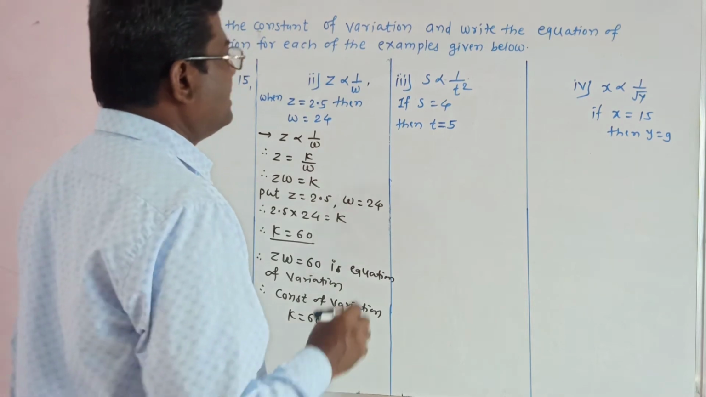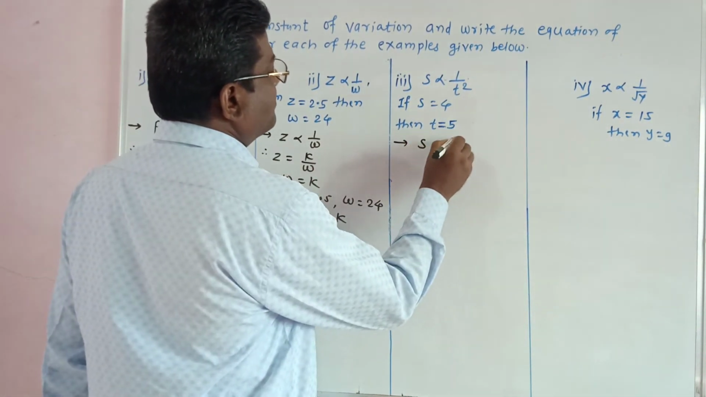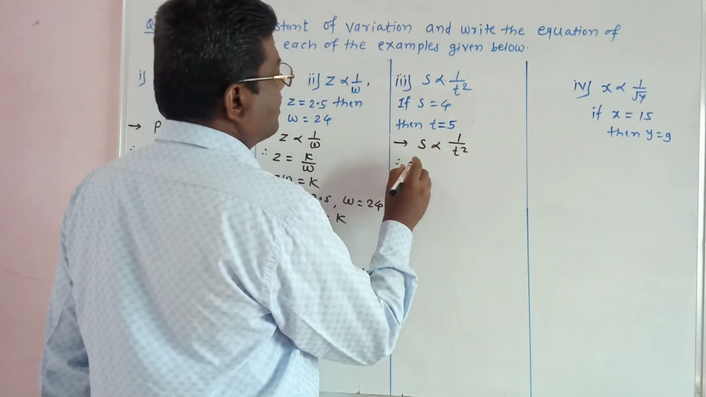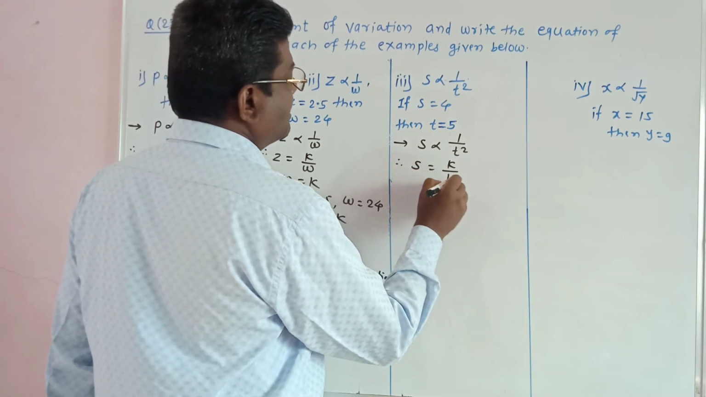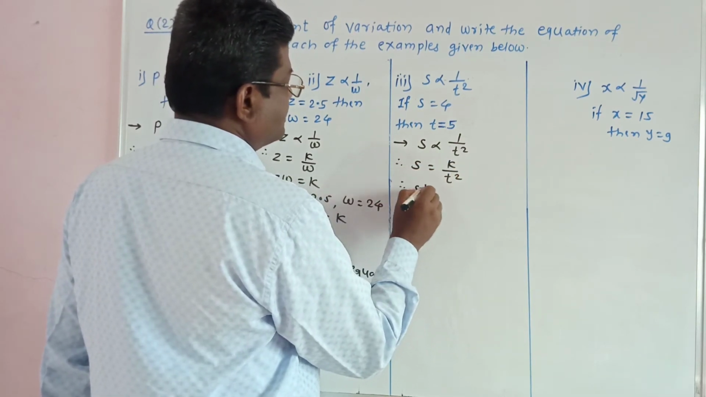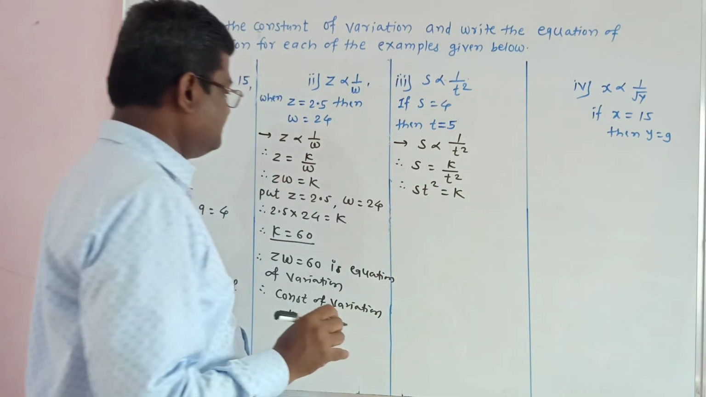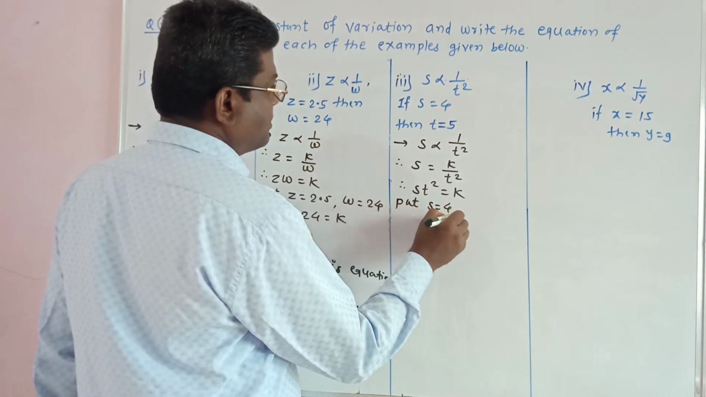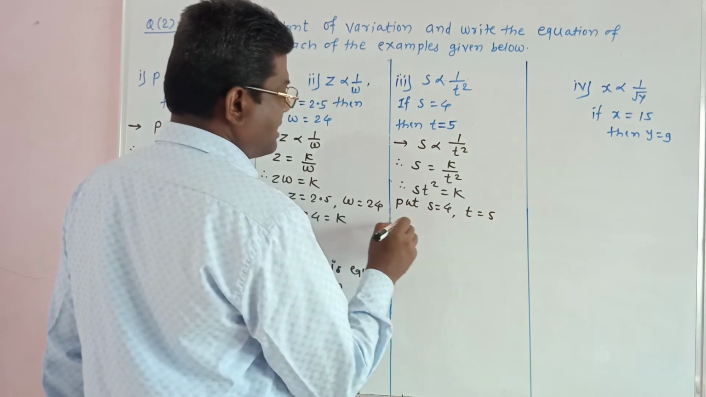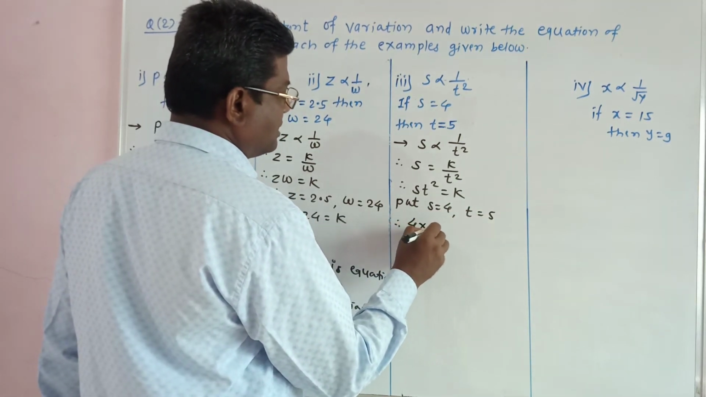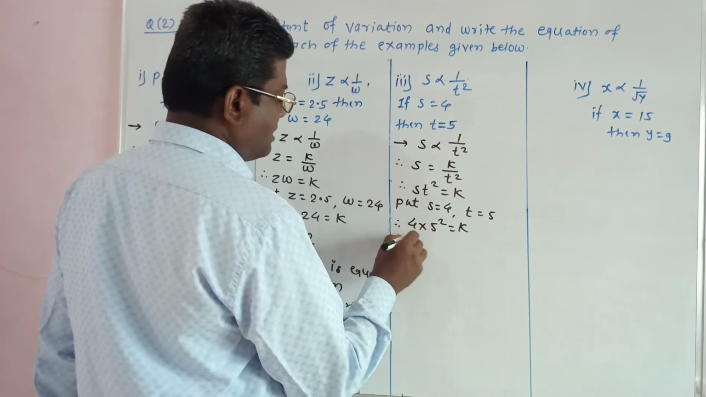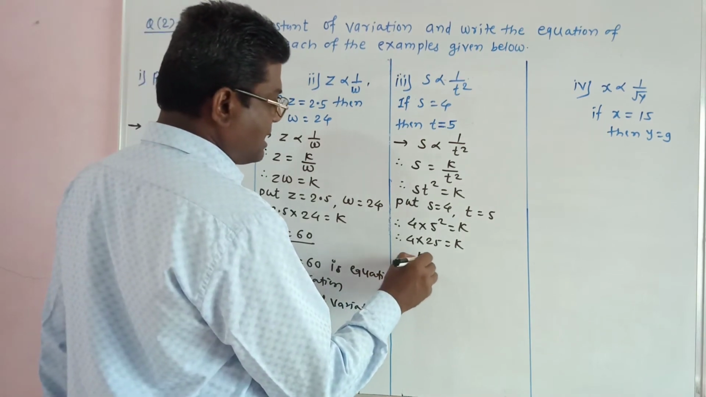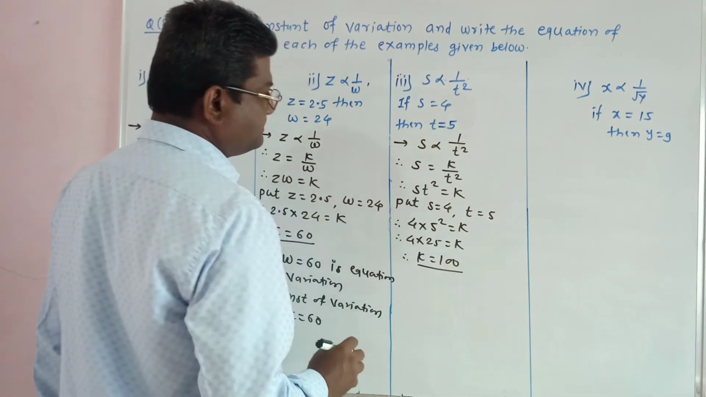Now example number 3. S is inversely proportional to T square. Therefore, S is equal to K upon T square. Therefore, ST square is equal to K. Now put S is equal to 4 and T is equal to 5 in our equation. Therefore, 4 into 5 square is equal to K. Therefore, 4 into 25 is equal to K. Therefore, K is equal to 100.